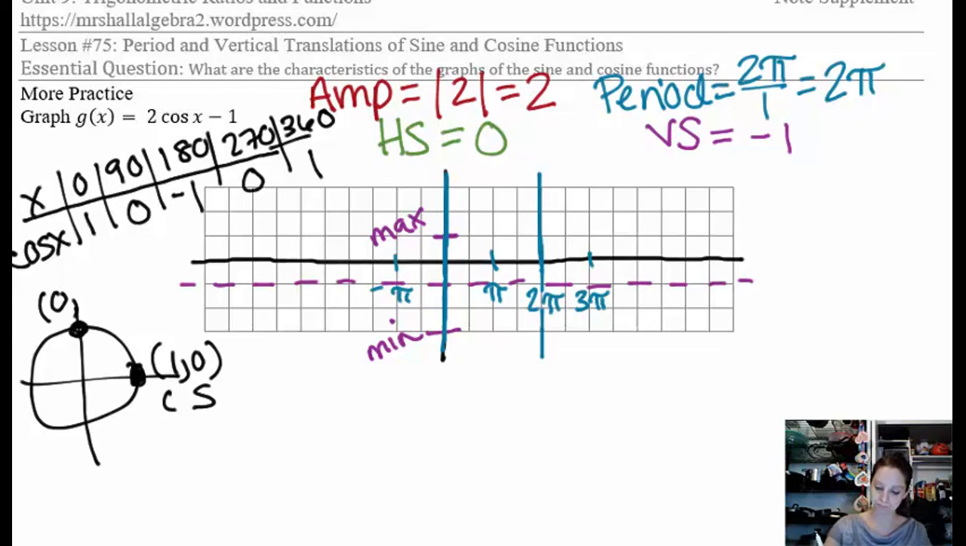Okay, so my point: cosine begins a cycle at the maximum value and ends at the maximum value. The maximum value of cosine of x is 1, but because I have an amplitude of 2 and my midline is at -1, I go 2 units above -1 to get my maximum. So the cosine cycle begins and ends at the maximum. And halfway in between those 2 points is the minimum, which is 2 units below the midline.